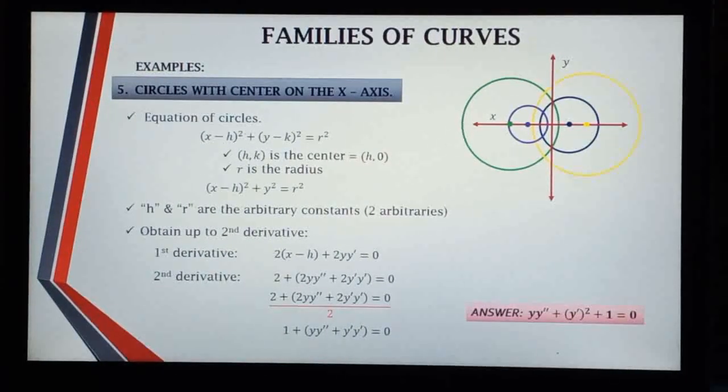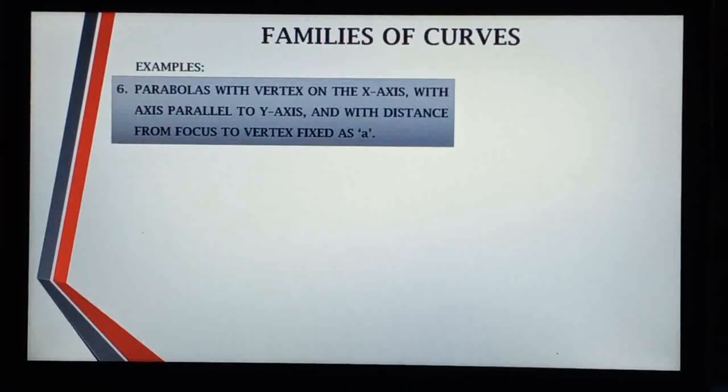Now let's go to our last example, which is example number 6. This is all about the parabolas with vertex on the x-axis, with axis parallel to the y-axis, and with distance from focus to vertex fixed as a. So let's illustrate the conditions.